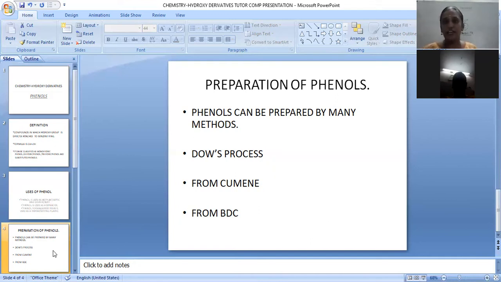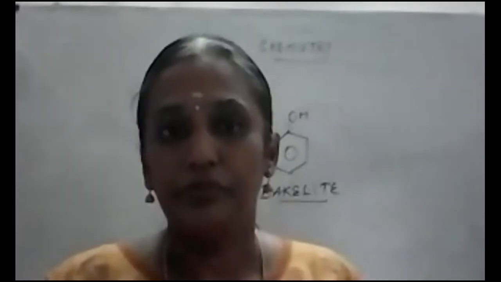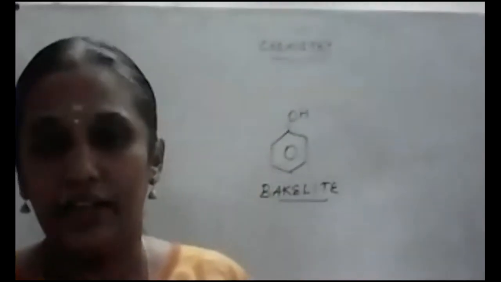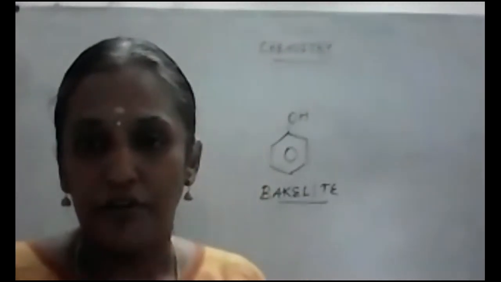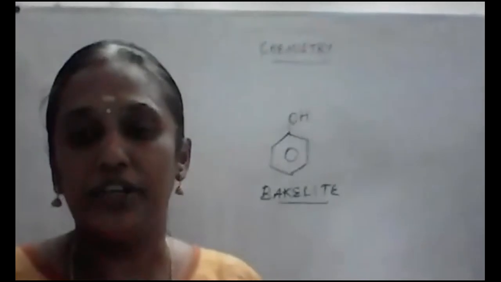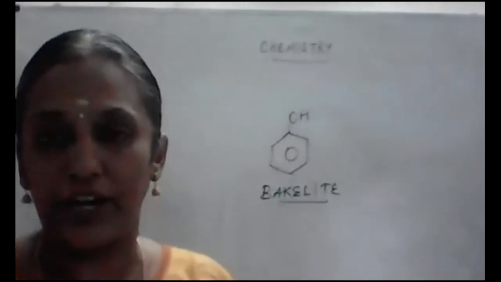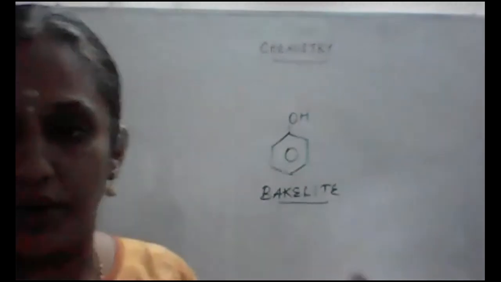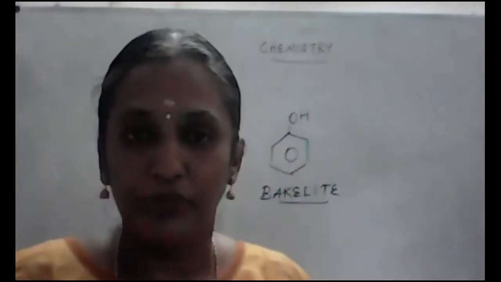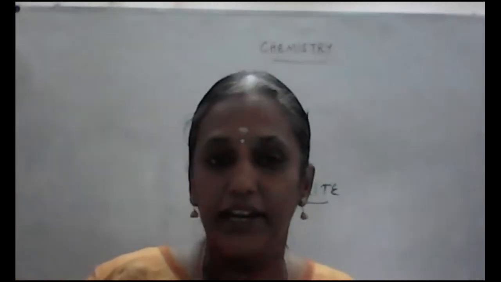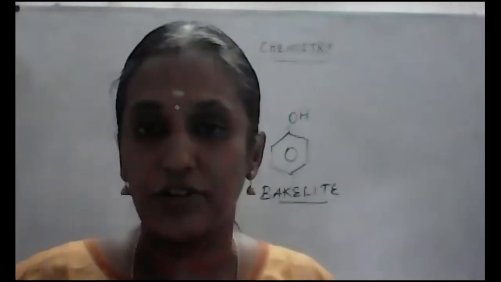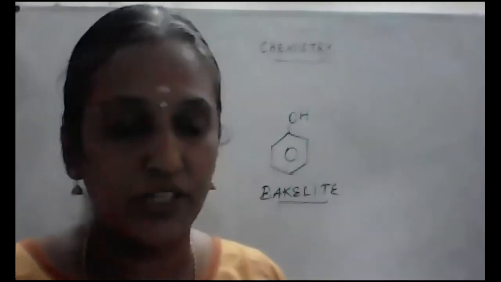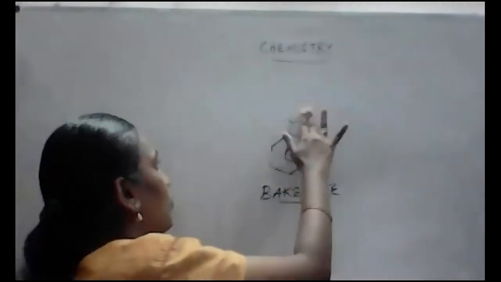Let me stop sharing and share a whiteboard with you now. Right, getting back. I told you three methods: the Dow process, from cumene, and the third one from benzene diazonium chloride. Let's get into the Dow process now. When I take the Dow process, it is mainly prepared from chlorobenzene and sodium hydroxide. So, what would be the formula for chlorobenzene?